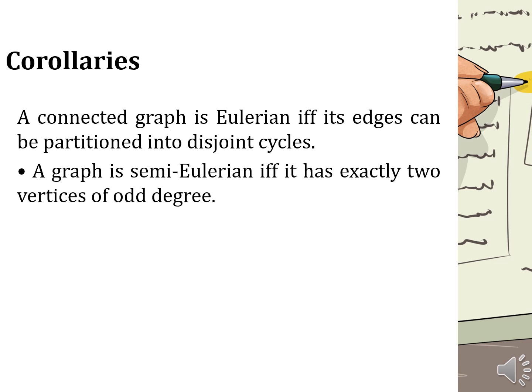This leads to 2 important corollaries. First, a connected graph is Eulerian if and only if its edges can be partitioned into disjoint cycles. That means the whole graph can be broken down into separate loops that don't share edges. Second, a graph is semi-Eulerian if it has exactly 2 vertices of odd degree. These 2 vertices become the start and end points of the Eulerian trail.